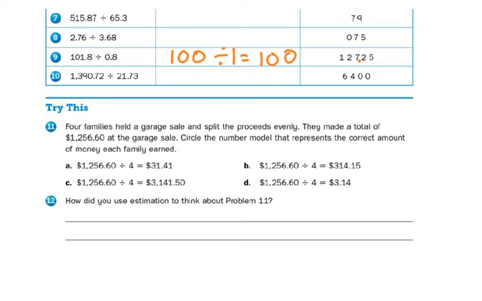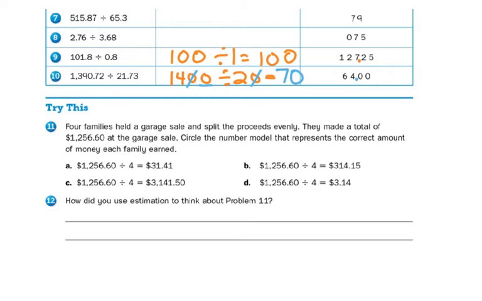Number 10, 1,390 and 72/100. I'm going to call this 1,400. 21 and 73/100. I'm going to call that 20. This 0 cancels out that one. Nothing to cancel out the other one. So 14 divided by 2, or half of 14, is 7 with 1 zero behind it. Where would I put my decimal point so my answer is closest to 70? Between the 4 and the 0. All right, let's do one more problem.